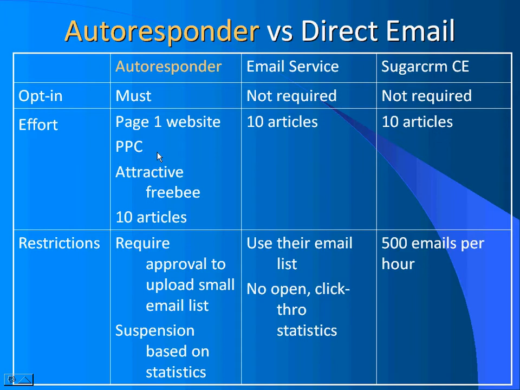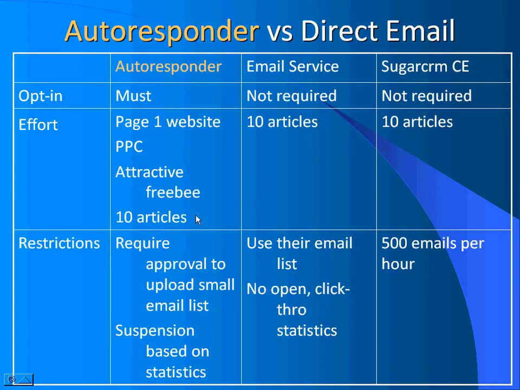Thirdly, you have to prepare an attractive freebie. You have to prepare a report or a simple course or whatever to attract the visitor to give you their email, their precious email. And then after that, you prepare your 10 articles. Can anybody tell me why we need 10 articles?